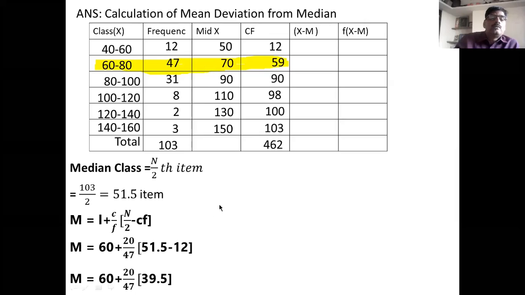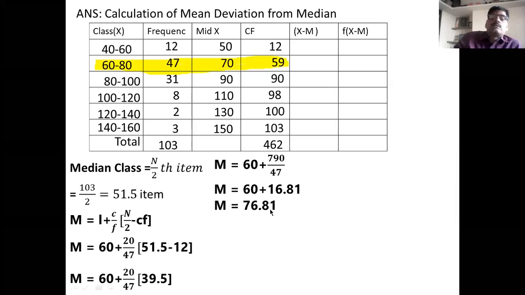Okay. Then you simplify this. 60 plus 790 divided by 47. Multiply these two, 20 into 39.5. 790 divided by 47. So M is equal to 60 plus 16.81, which is equal to 76.81. Once you have calculated the median, the median is complete.